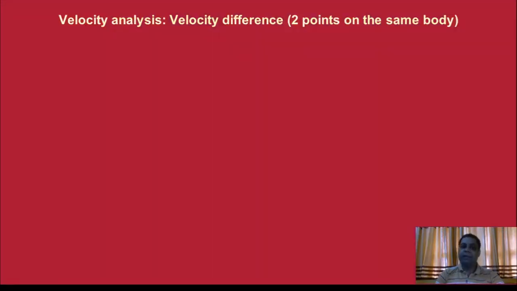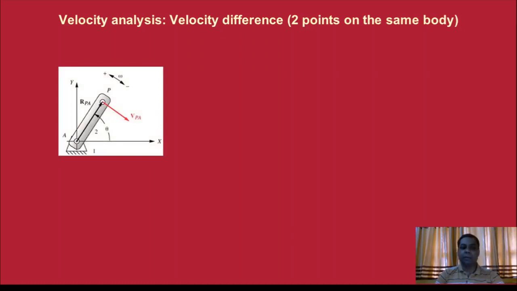Next, for velocity analysis, we are going to discuss the velocity difference between two points on the same body. Over here, just have a look at this particular link AP. Have you noticed? This AP is making an angle theta with respect to the x-axis or horizontal axis. Now, it is rotating in clockwise direction, or to the right-hand side, with angular velocity omega. Omega has a positive value when it is turning to the left-hand side and a negative value when it is turning in the right-hand or clockwise direction.